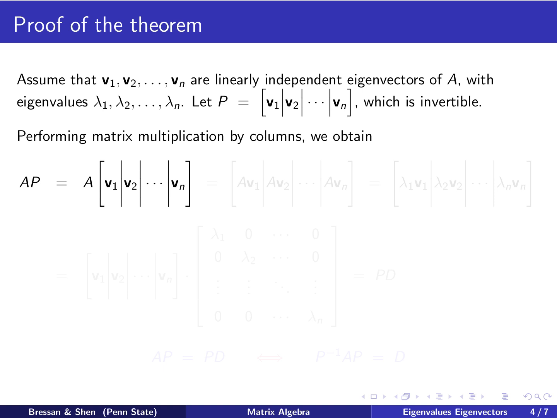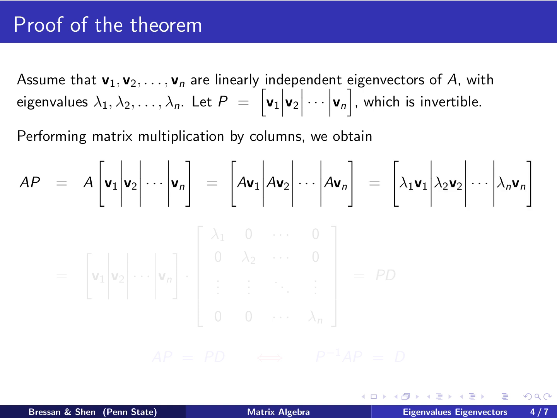Okay, so let's look at A times P. What does that equal to? We can perform a matrix multiplication by columns. So P is just these column vectors. Then A times P will be A times this matrix formed by these column vectors. And then we see that the product can be written as A times each vector, which will fill the corresponding column in the product. So the first column here will be A times v1, and the second column here is A times v2, and the last will be A times vn.